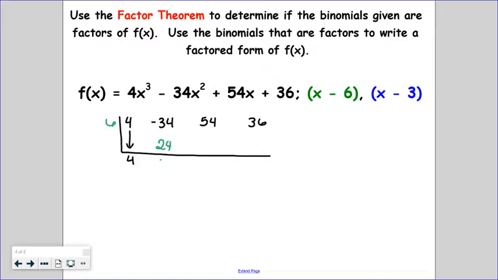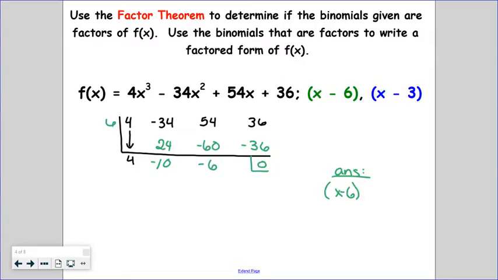Negative 34 plus 24 would be negative 10. 6 times negative 10 would be negative 60. 54 minus 60 would be negative 6. 6 times negative 6 would be negative 36. So again, a remainder of 0. So 2 things. I add that to my answer. And I get to use the leftovers.